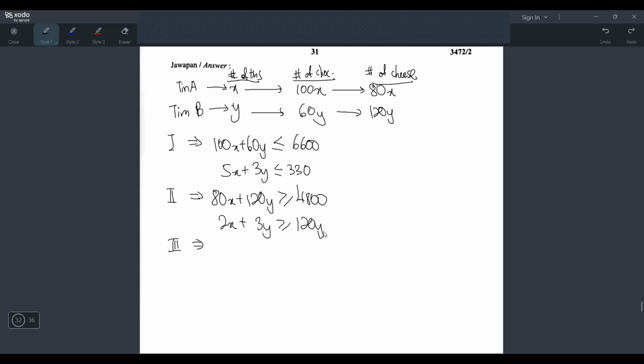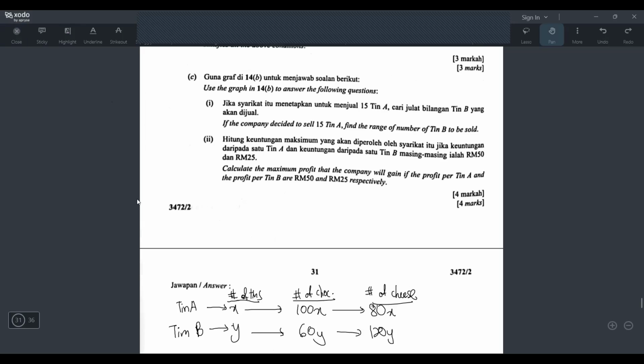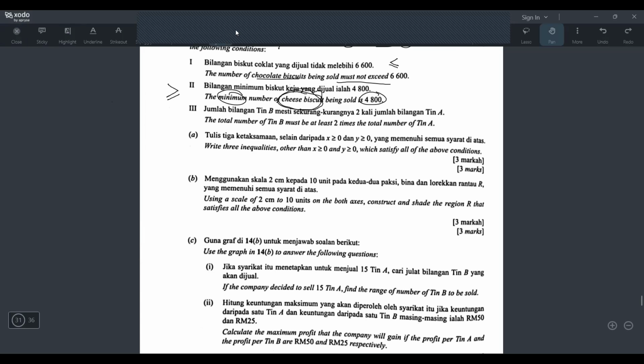Okay, what about my last one? My last inequality will be what? Let's read the question. The total number of tin B, this one they did mention number of tin B, must be at least 2 times the total number of tin A. So at least means bigger or equal, because at least and minimum is the same meaning. Okay, sekurang-kurangnya, right? So it cannot be less than that. So it has to be lebih atau sama dengan.